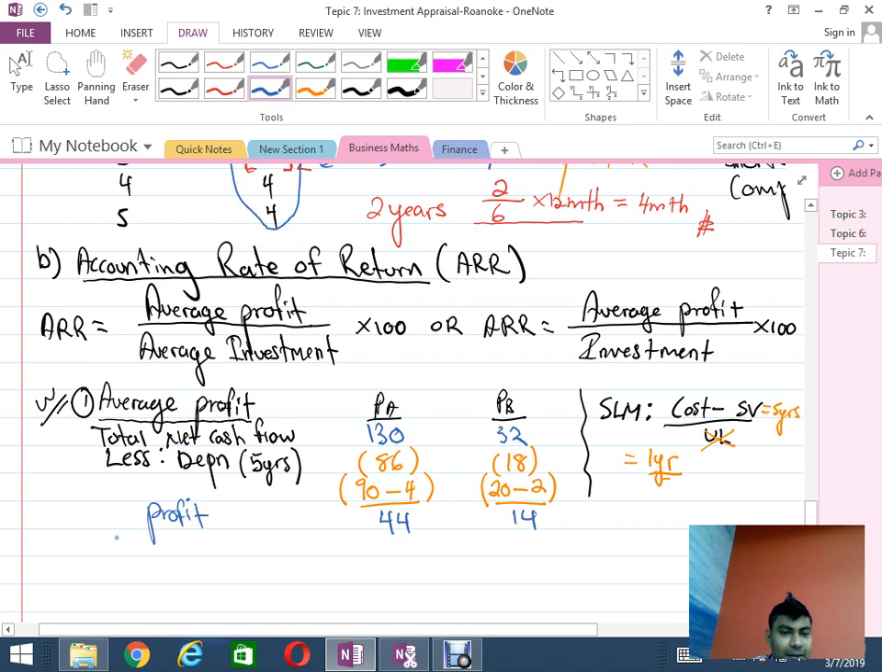Now, and then you divide by what? Years. This project is 5 years, so you divide by 5 years. That will give you average profit.